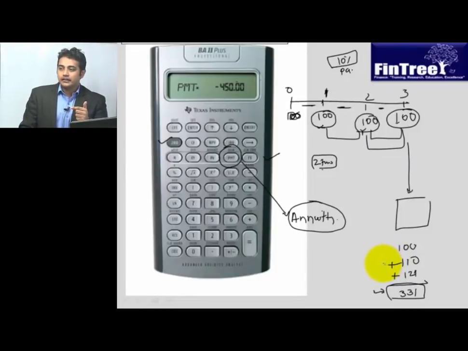What is your interest rate? 10%. So say 10 I/Y. And then compute future value. How much is future value? 331. So what it means is that if there is a constant payment with a constant interval, you can use that payment function and you can find out how much amount you would be left with at the end of your investment horizon. Are we okay here?